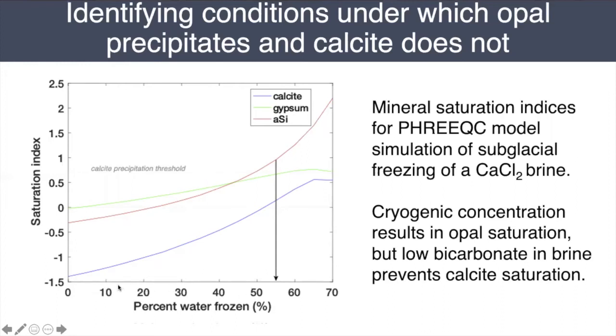So that's percent water frozen. And this is simulating going from a warm period to a cold period where we would expect opal to precipitate. And as you can see, as we get to more percent of the water frozen in our aqueous system, we drive the amorphous silica, or the opal saturation index, above our precipitation threshold, but we don't have enough bicarbonate in this calcium chlorine brine to ever precipitate calcite. So here we actually are successful in identifying conditions under which opal precipitates and calcite does not, and it takes starting with a calcium chlorine brine and freezing at least 55% of the water.